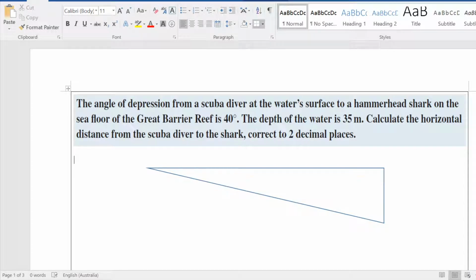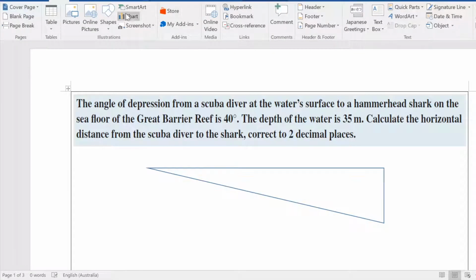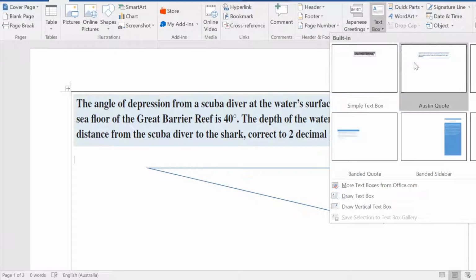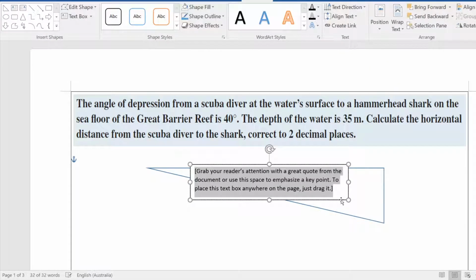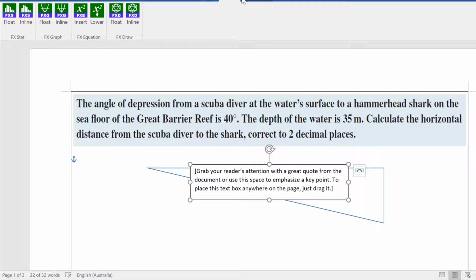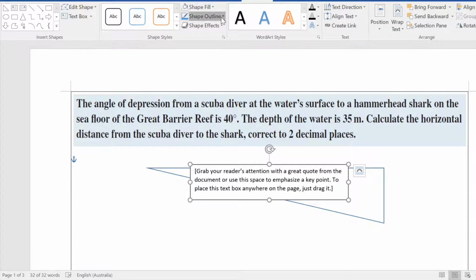Now, again, this is always where students can get confused when we talk about angles of elevation and depression. So I've got a little triangle that I've drawn here. And what I'm going to do is insert a couple of text boxes to show you how we express this. I'll copy and paste these, and format them so there's no outline.